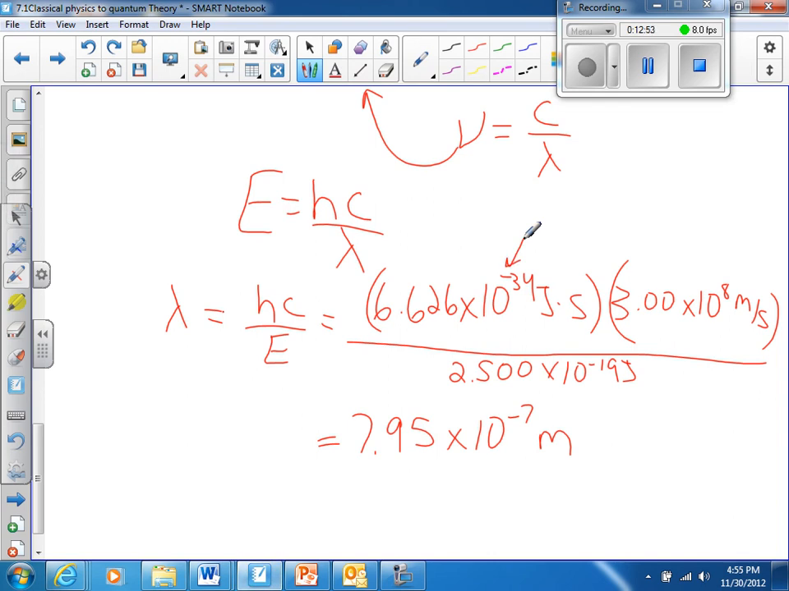Okay, so the final answer is 7.95 times 10 to the minus 7 meters. If you put this in your calculator and you got a slightly different power right here, it was probably because of that negative 34. It's not positive, it's negative. Now, let's check our units real quick and find out, well, how did I end up with my meters? Because you should always check your units. The joules cancel. I have seconds and per seconds, and I'm left with just meters. And there we go. There's my answer.